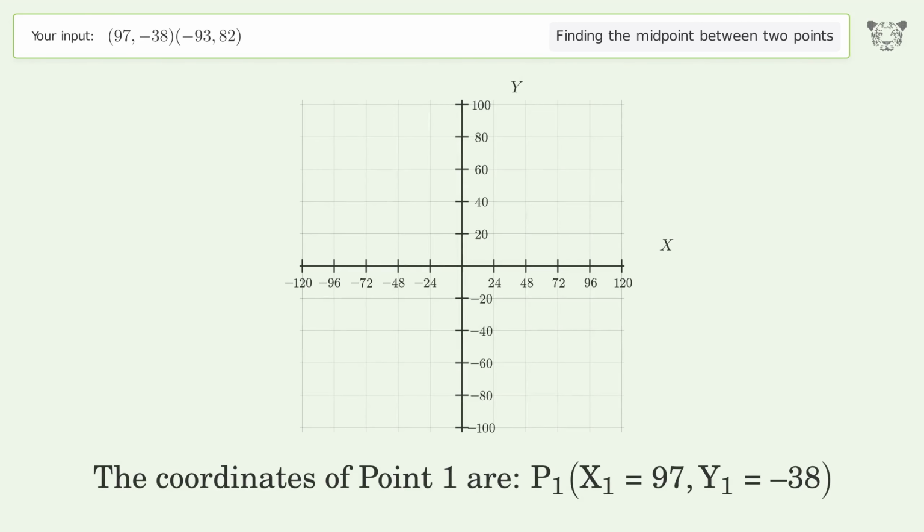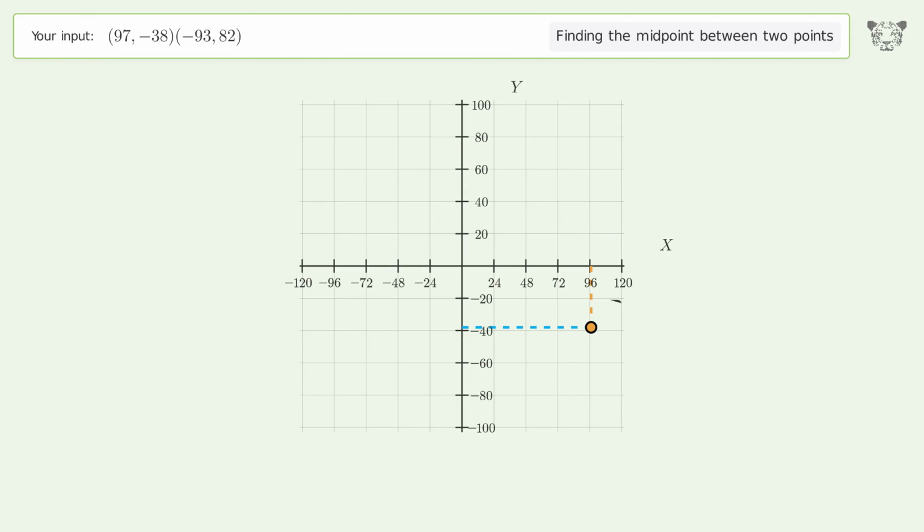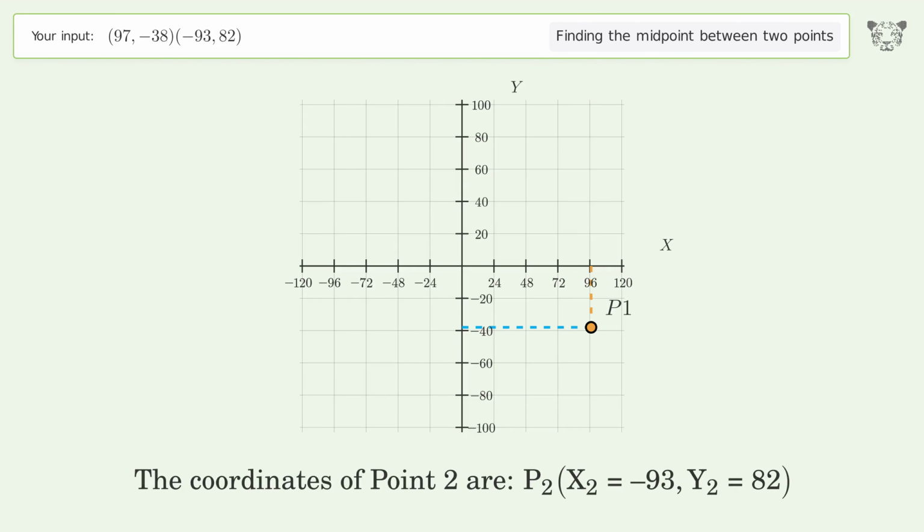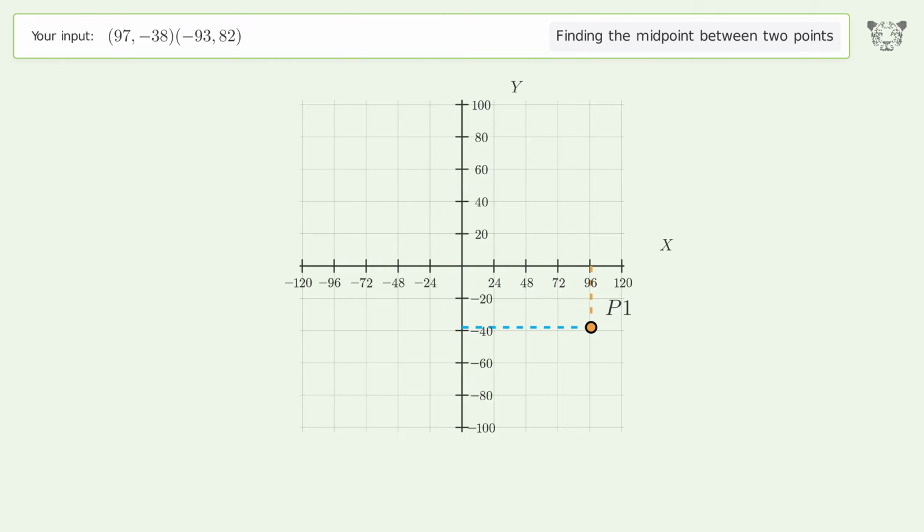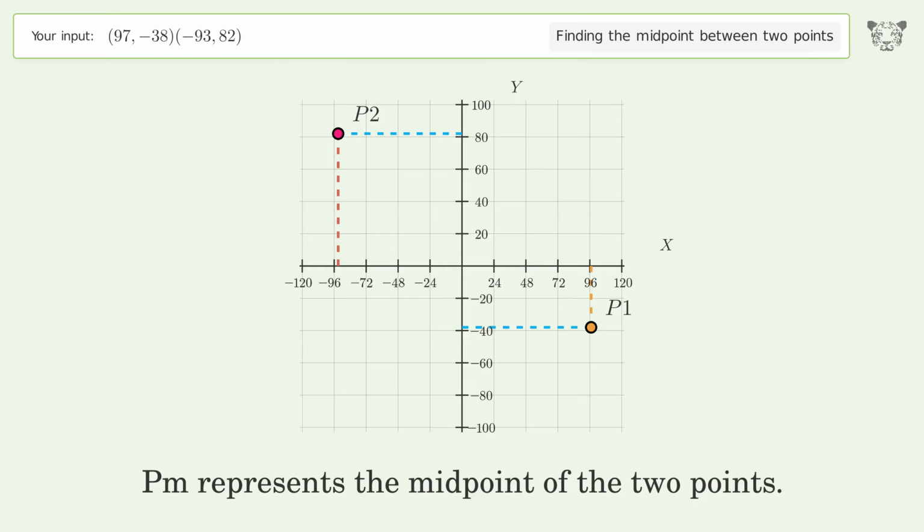The coordinates of point 1 are x1 equals 97, y1 equals negative 38. The coordinates of point 2 are x2 equals negative 93, y2 equals 82. PM represents the midpoint of the 2 points.